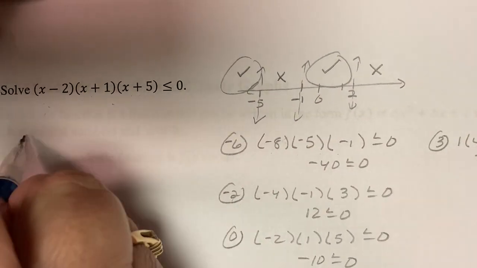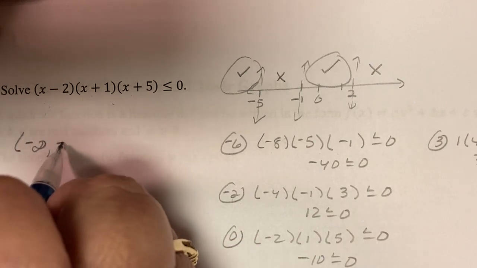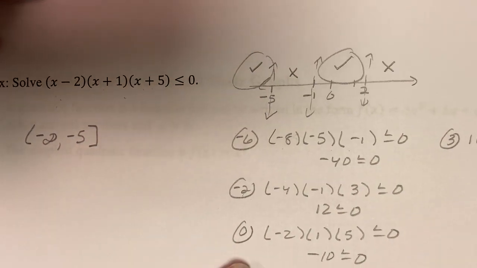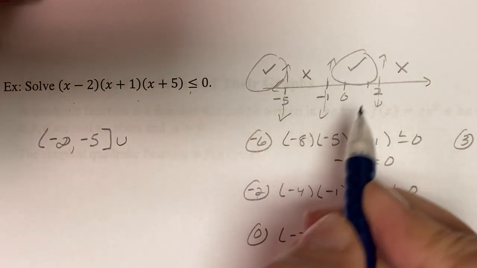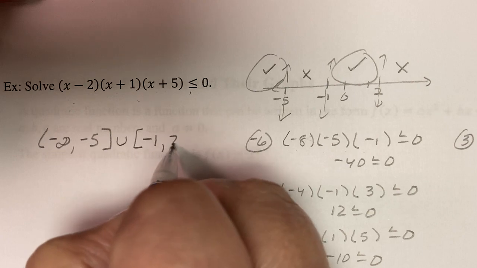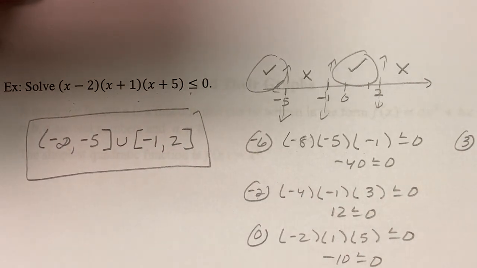So that would be everything from negative infinity to -5 bracket, because of the equal to sign, union with this region right here, which would be everything from -1 to 2. And there we go.